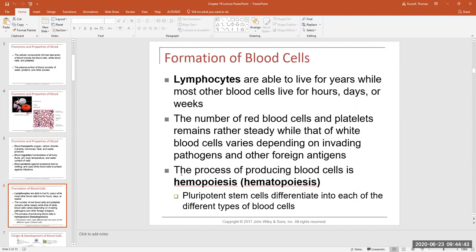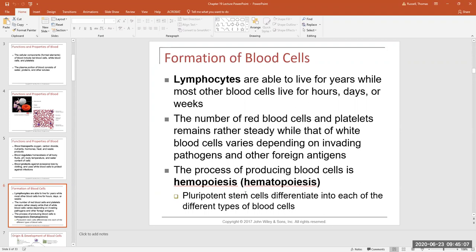Hemopoiesis is the term used to describe the formation of blood cells. Another term for hemopoiesis is hematopoiesis. So hemo and hemato mean blood, and poiesis is the production of the blood cells. So we're going to look at where hemopoiesis occurs and how it occurs.